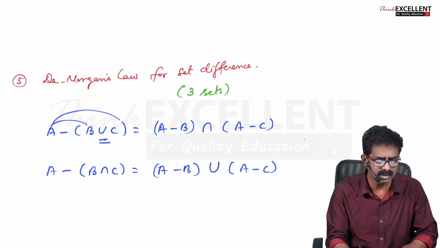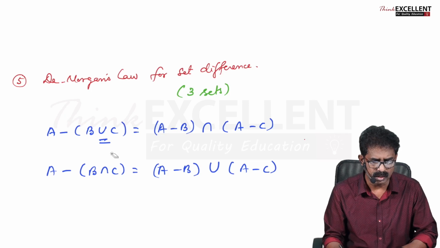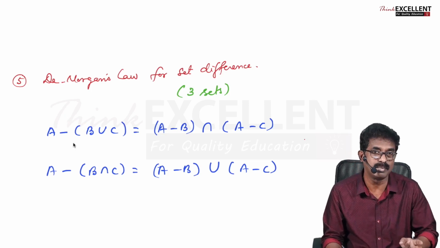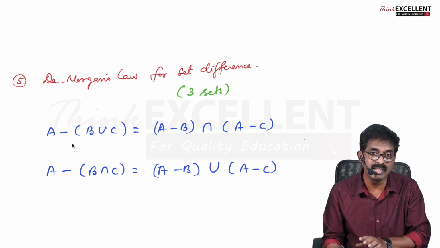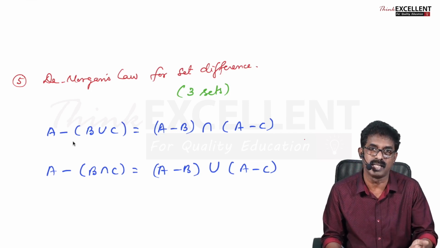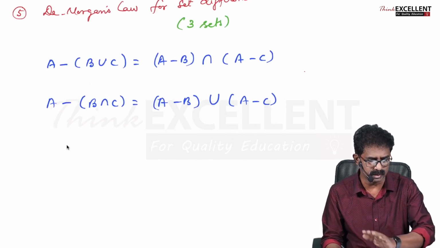First learn all these results, okay? Then you can easily do the sums. De Morgan's laws, there are two types. One is for set difference, another one is for set complementation, okay? So hope you understood all these things.